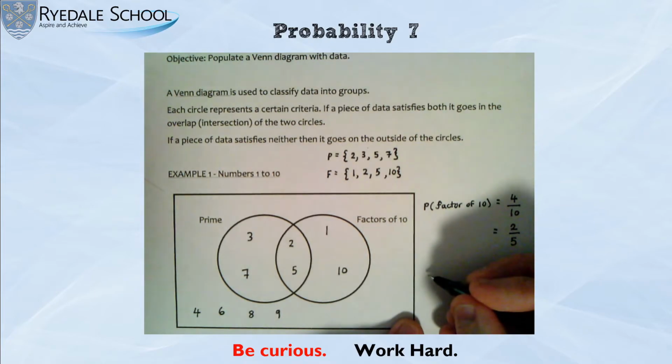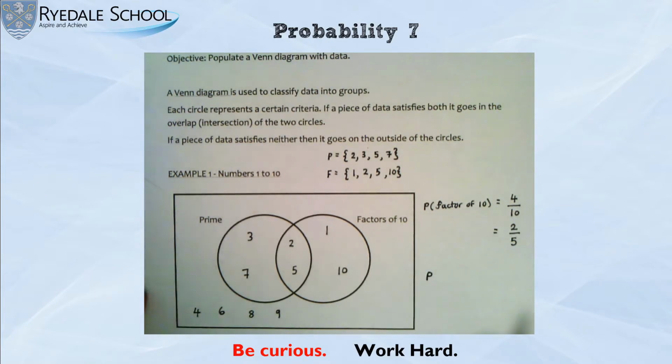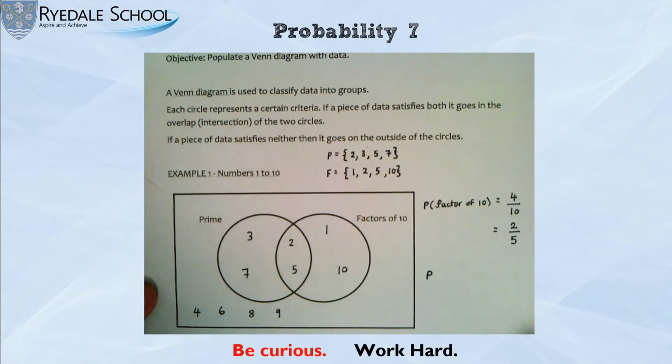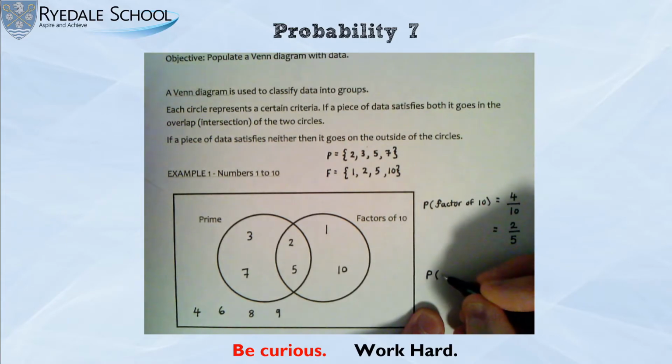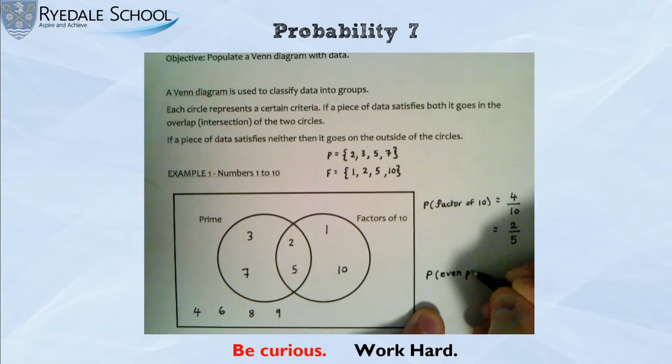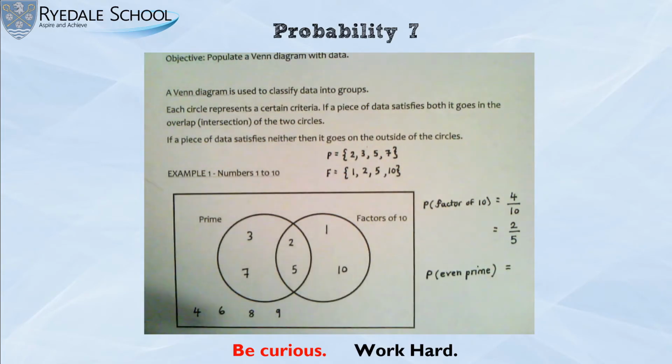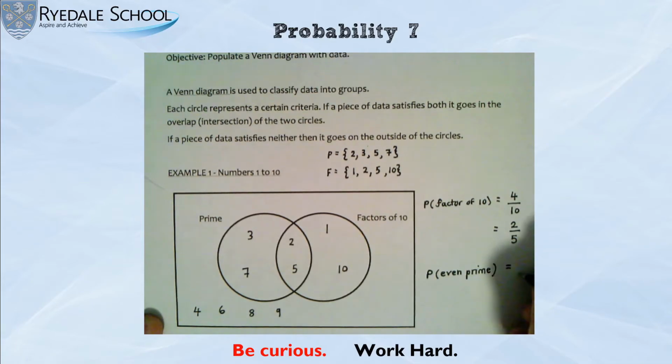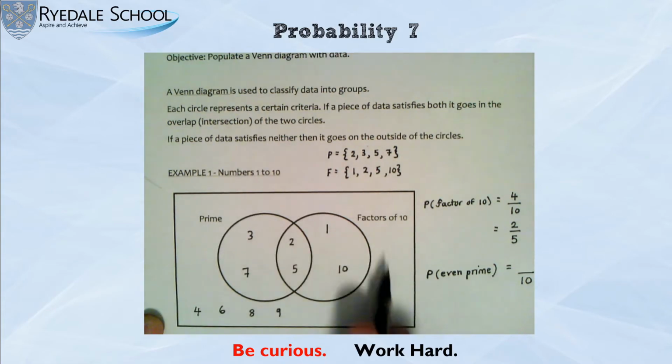Let's just do one more probability question. So let's do the probability that I pick a number at random and it is an even prime number. So, in my Venn diagram, how many of those numbers are even primes? Okay, well it's still out of 10. And there is 1 out of 10 that is an even prime.